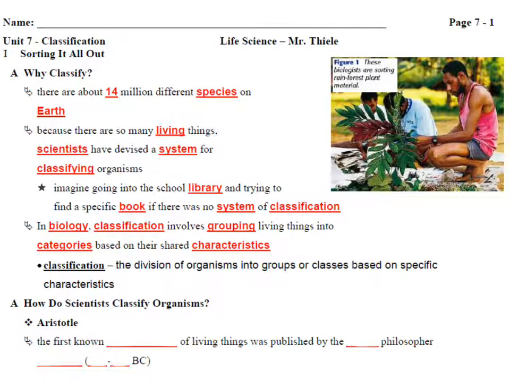So we take a look at the different living things and we group them together based on similar characteristics, and we separate them from each other based on characteristics that they do not have in common. So this activity is called classification, which is the division of organisms into groups or classes based on specific characteristics. At least in terms of biology, this is our definition for classification.